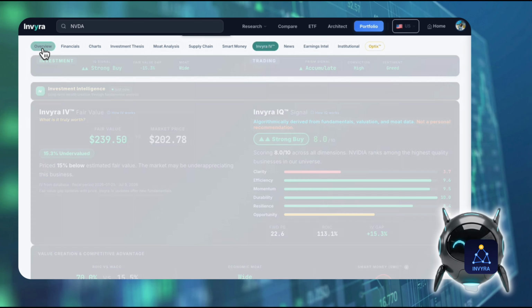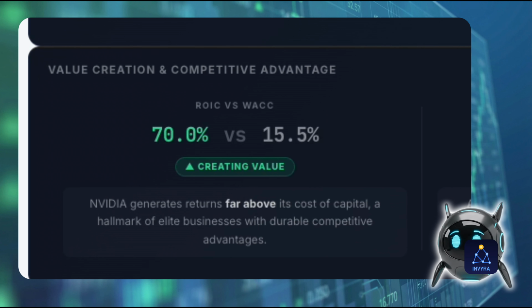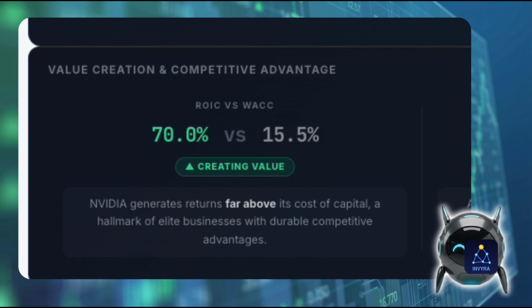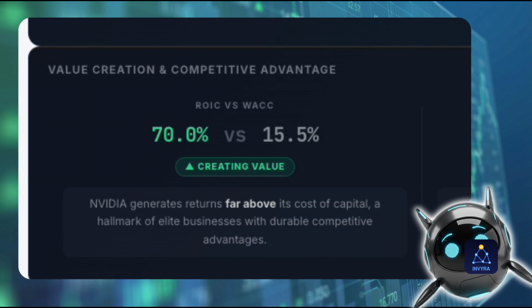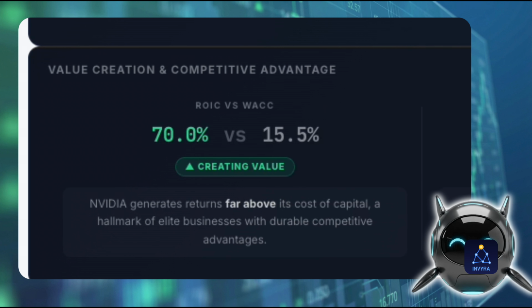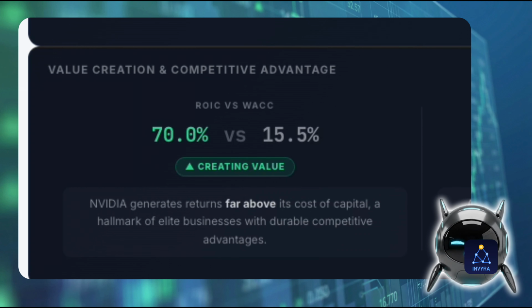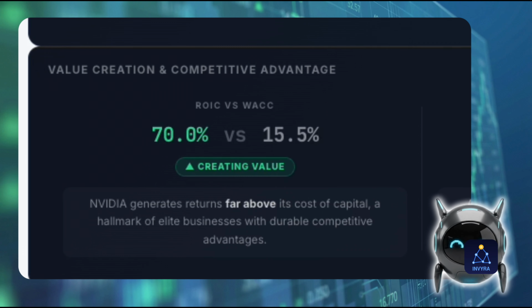One figure I want to highlight specifically, ROIC of 70% against a WACC of 15.5%. ROIC is return on invested capital, how much profit the business generates for every dollar it deploys. WACC is the cost of capital, the minimum return investors require to justify the risk. Think of it this way. For every dollar NVIDIA reinvests back into the business, it generates 70 cents of return. The minimum investors require is around 15 cents. That gap, 70 versus 15, is enormous. Most mature businesses barely clear it.